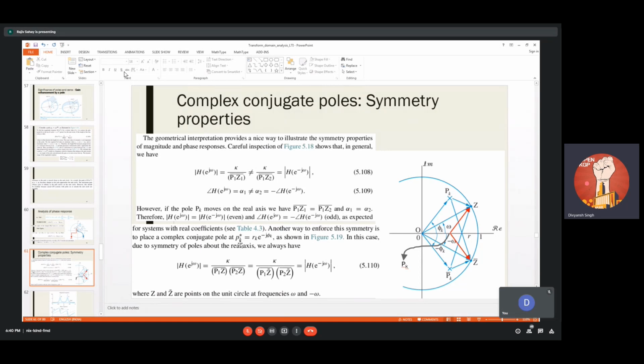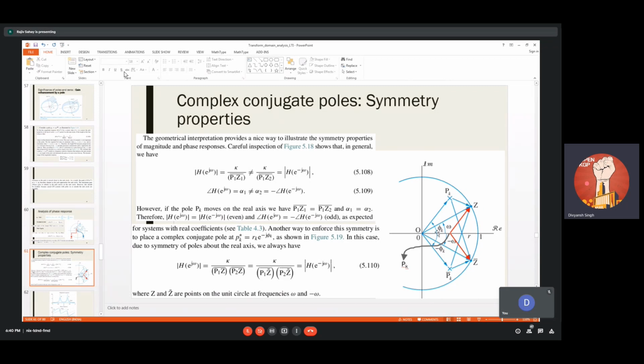So if you see this pk here, this pk is the complex conjugate of this pole. That's why it is written as pk bar. So pk star is equal to rk e to the power minus j phi k, because that is an angle of minus phi k with respect to the x-axis. So this pole is given as rk into e to the power minus j phi k. Then, due to the symmetry of poles about the real axis, you can write mod of H(e^(j omega)) is equal to kappa by P1z and P2z.